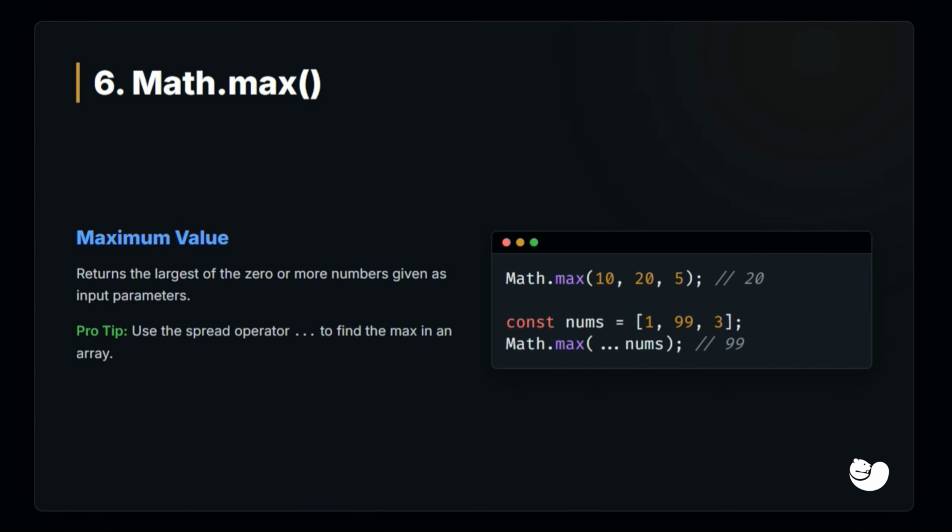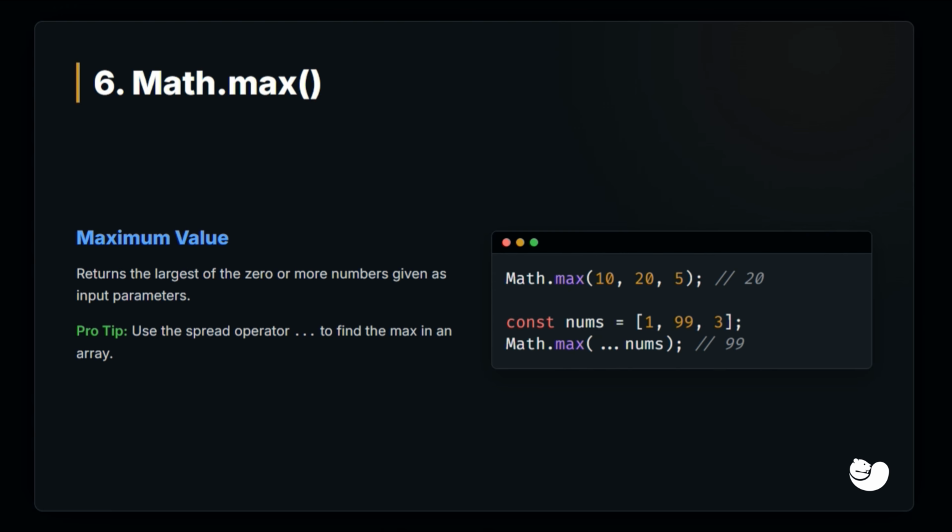Finding the largest number in a dataset is a common requirement, and Math.max simplifies this into a single function call. You can pass it any number of arguments and it will instantly return the highest value among them. It is incredibly efficient for comparing scores, determining boundaries, or finding the latest timestamp. A powerful pattern in modern JavaScript involves using this method with the spread syntax. If you have an array of thousands of numbers, you cannot pass the array directly, but by spreading it, Math.max can process the entire list at once.